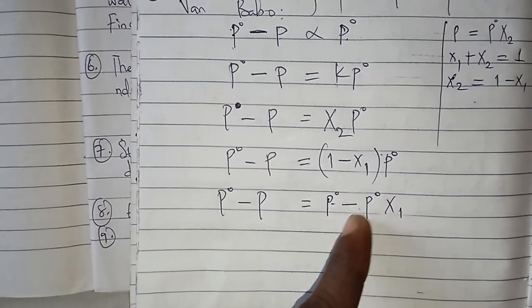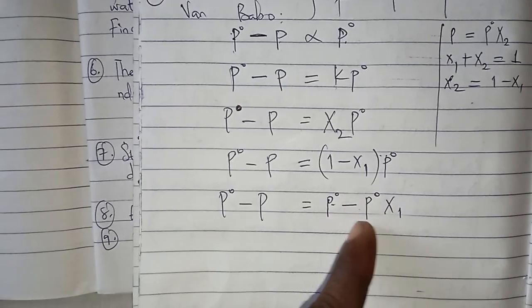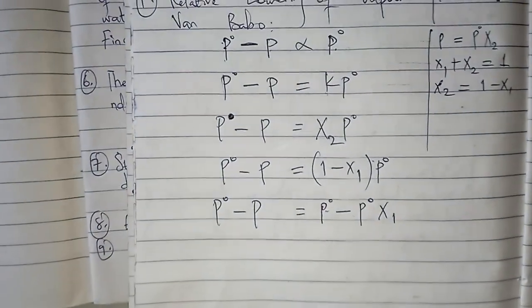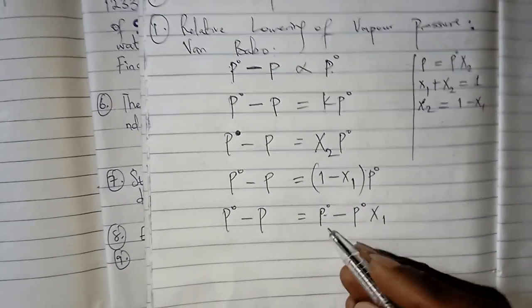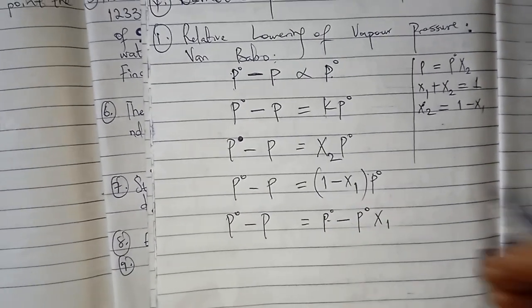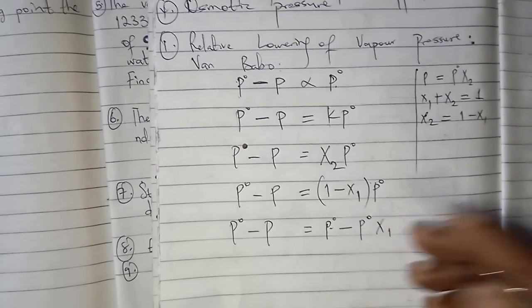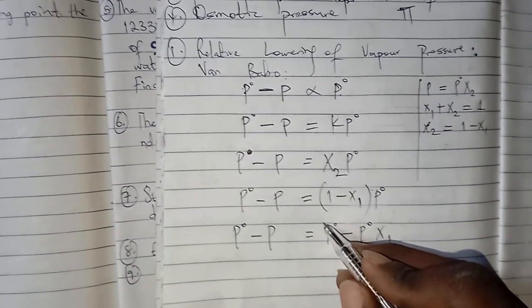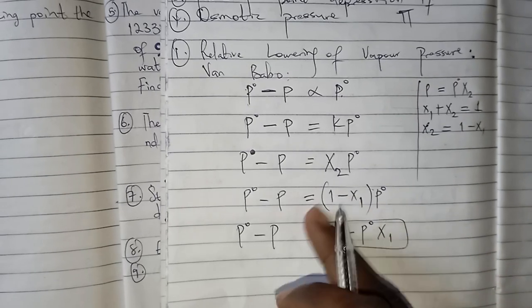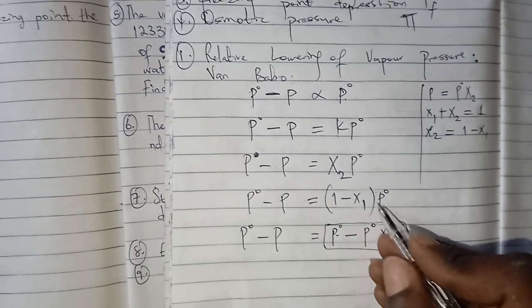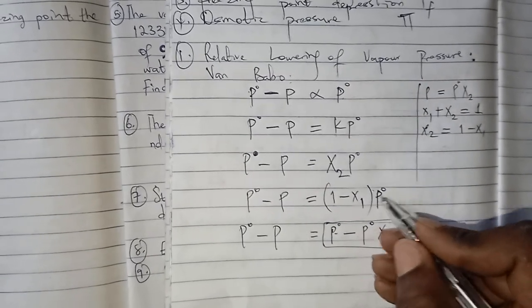I can try to make this the subject of the formula. Yes, I can choose to make it the subject of the formula. And when I make it the subject, let's check. I still have this. Let's try to make P naught the subject of the formula here.